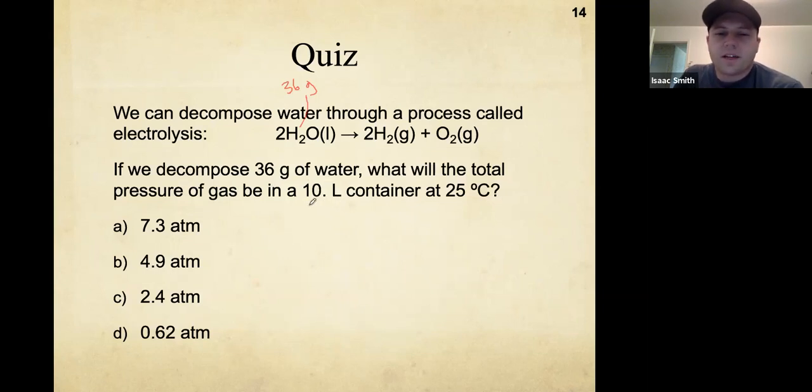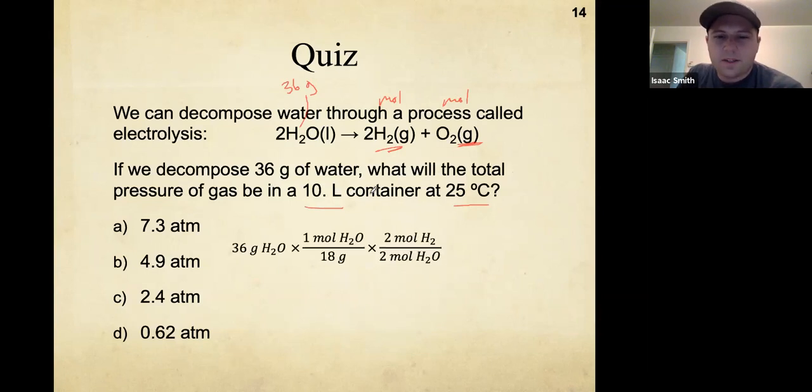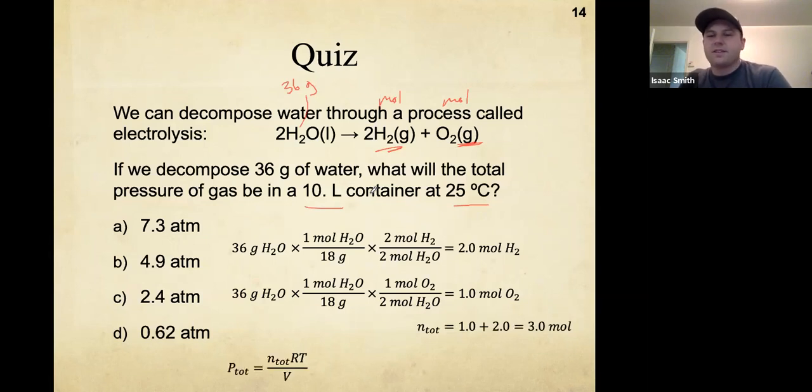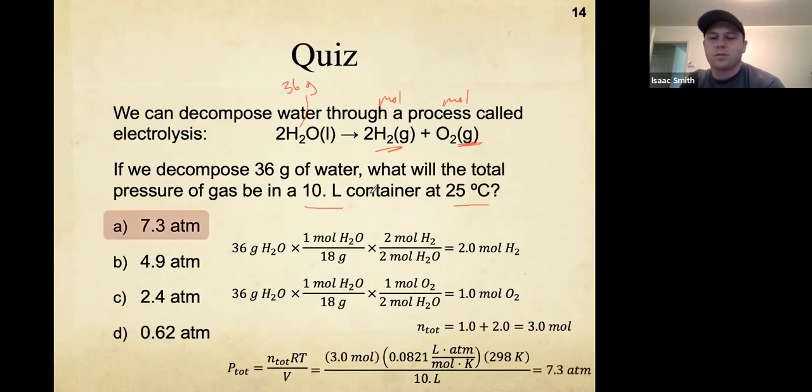Okay, so again, this problem should be pretty similar. We can convert from grams of water over to moles of hydrogen and moles of oxygen. We can add the number of moles together and get the total moles. Once we have total moles, we can figure out pressure using the ideal gas law. Okay. So we convert over to moles of hydrogen gas, and this is just the same as the last example, so I'm going to go a little quicker through it. We can convert to moles of oxygen, add those together, then use the ideal gas law to convert from moles to pressure. Okay. All right.